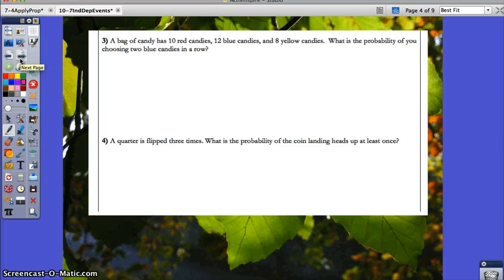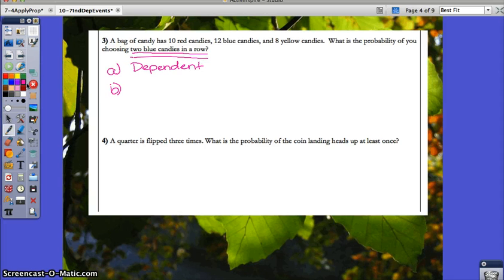Let's try another one. A bag of candy has 10 red candies, 12 blue candies, and 8 yellow candies. What is the probability of you choosing 2 blue candies in a row? Independent or dependent? Well, if I'm choosing them in a row, does it say I'm replacing them? No, so this would be dependent. That means the sample space for the second pick will be different from the first pick.